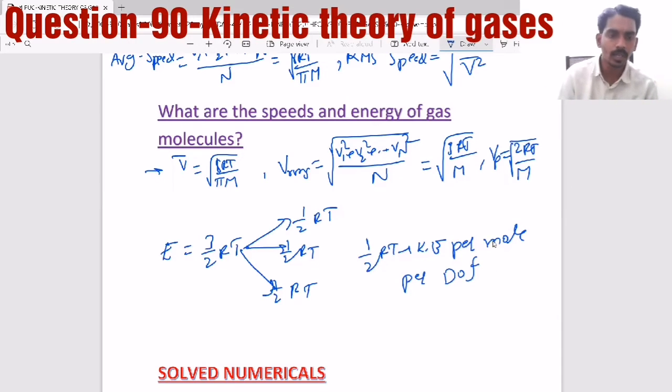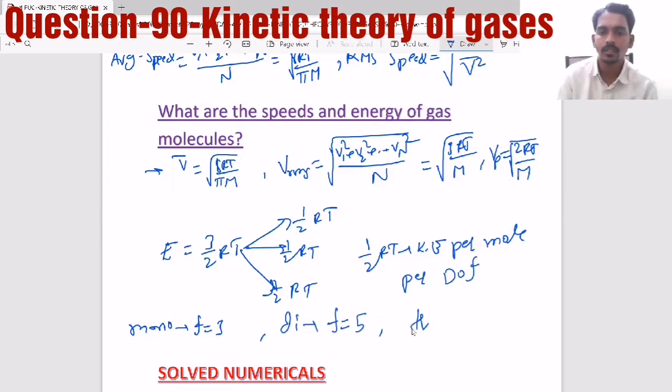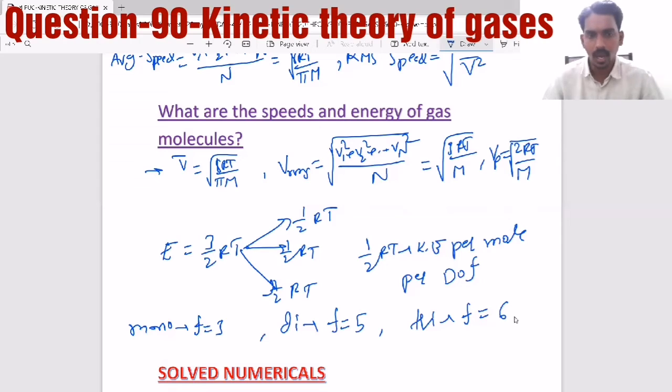When you consider a monoatomic gas, the number of degrees of freedom is 3. When you consider diatomic, the number of degrees of freedom is 5. When you consider triatomic, the number of degrees of freedom is 6. So the number of degrees of freedom is the number of independent motions. And the law of equipartition of energy says each particular degree of freedom, each particular independent motion, is associated with a certain amount of energy, that is 1 by 2 RT.